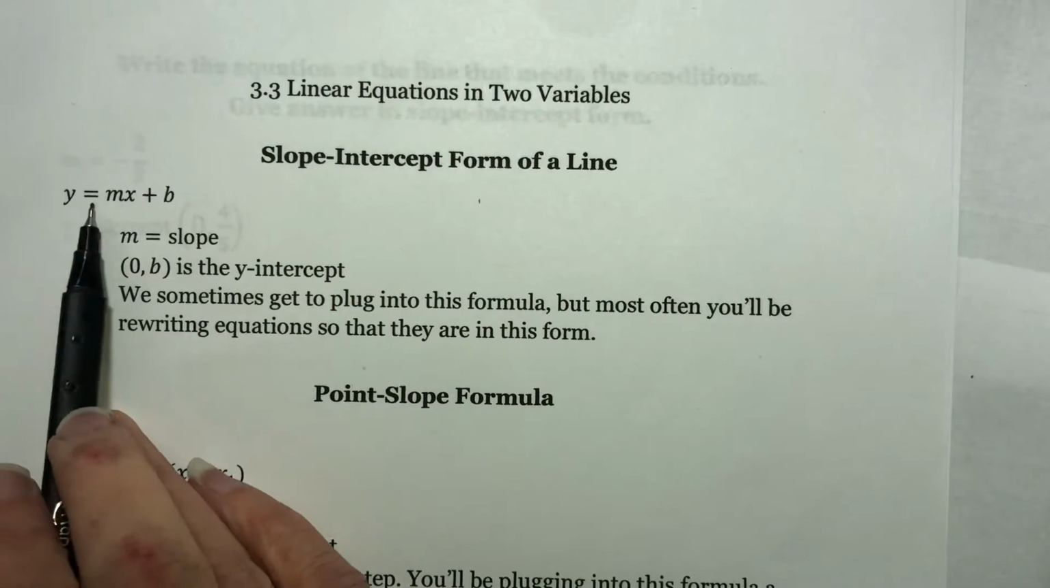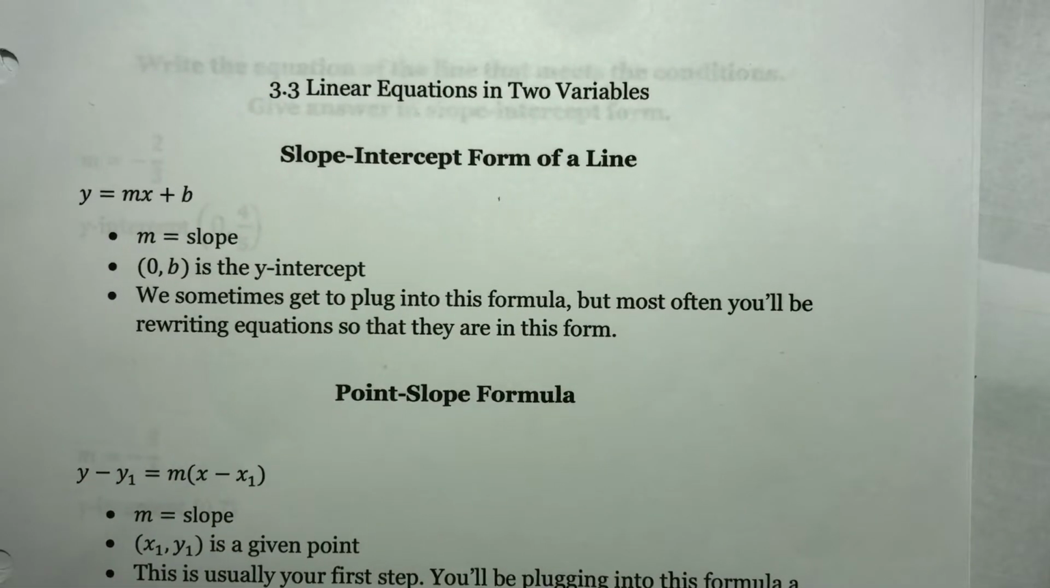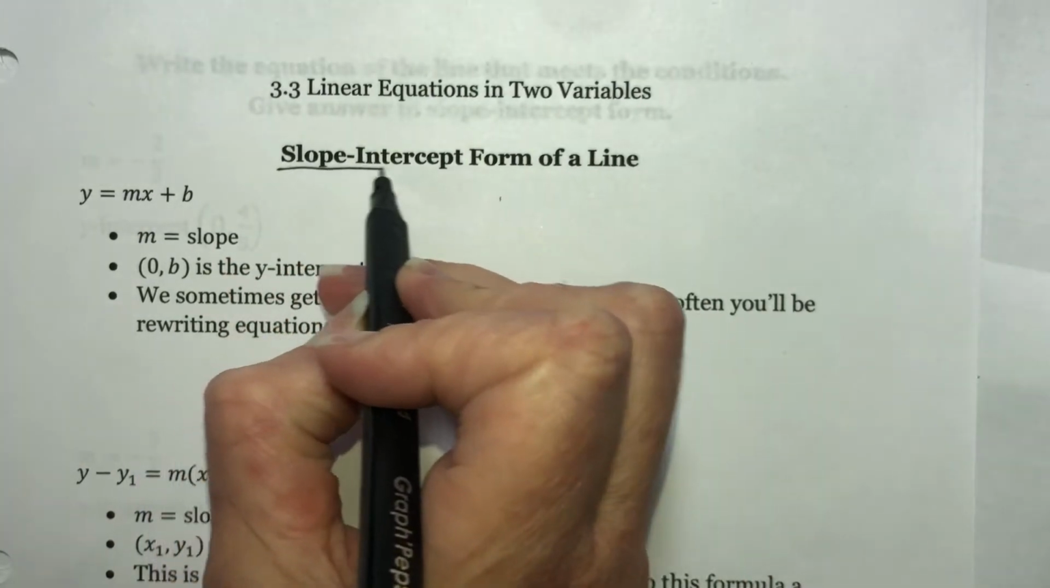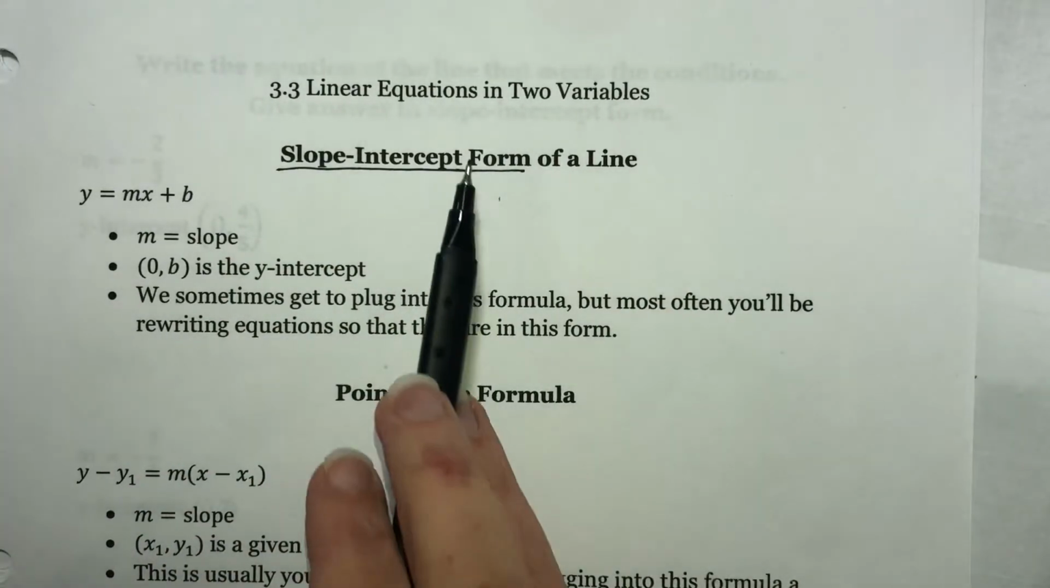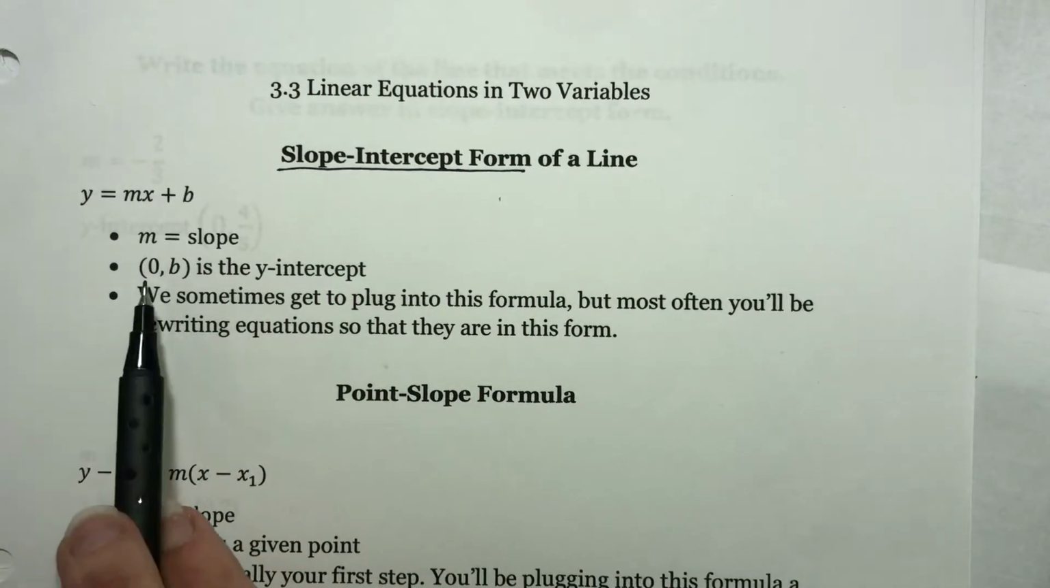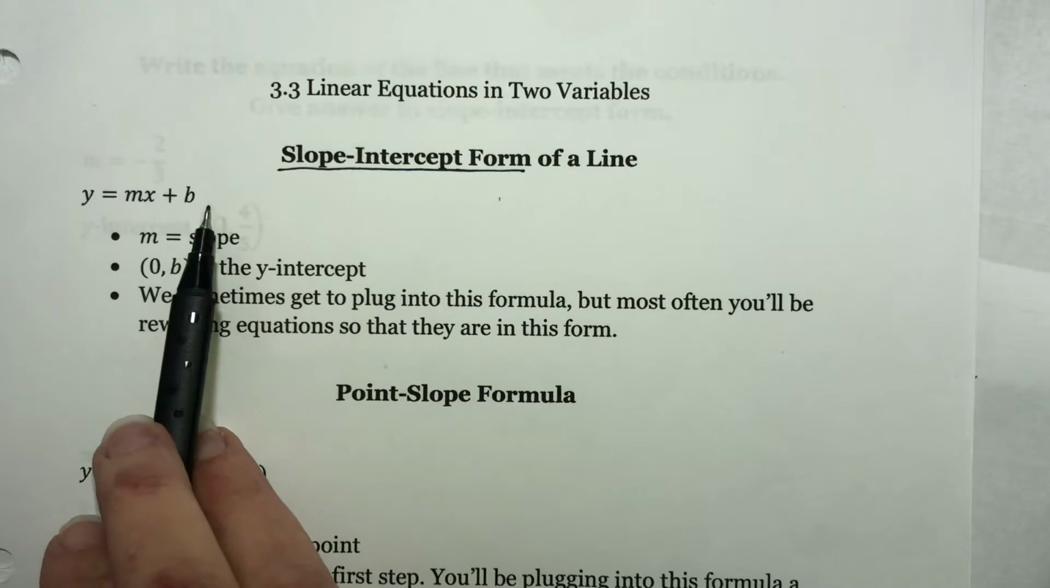Now, we need several formulas in order to get this done. The first formula is the one we learned in the last section, but we didn't go into that much detail about. It's y equals mx plus b. It is called slope-intercept form. You really do want to learn the name along with the formula. M is your slope, b is the y-intercept.